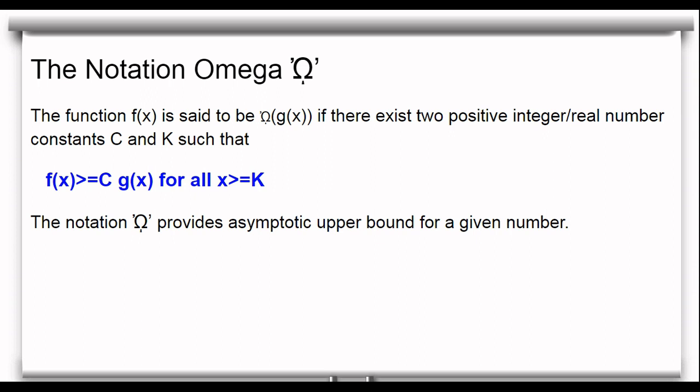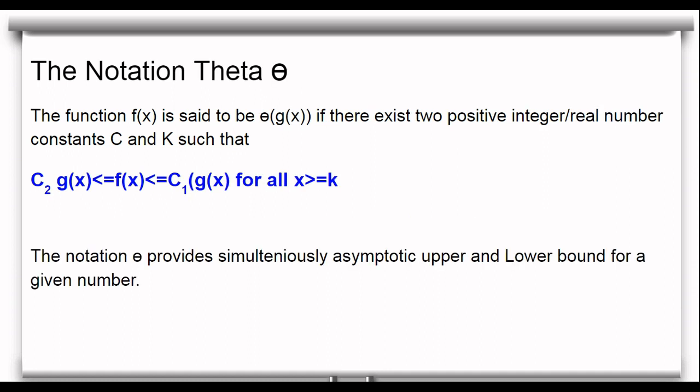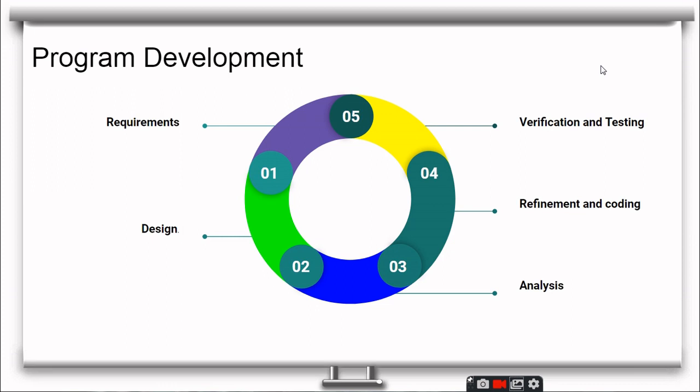The notation omega. In this case, f(x) is greater than or equal to c times g(x) for all x greater than or equal to k. It gives you a lower bound. The notation theta. In this case, c2 of g(x) is less than or equal to f(x), which is less than or equal to c1 of g(x), for all x greater than or equal to k. It gives you upper and lower bound.